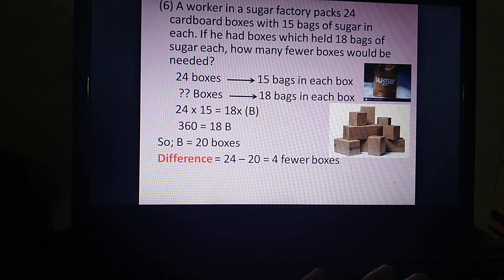I used to need 24 boxes. Now I need only 20. So now I need 4 fewer boxes. بطرح كنت أحتاج 24 هلا بحتاج 20 فالفرق معي 4 fewer boxes are needed. إذا رح يصفف عندي 4 كراتين ما رح أحتاجها. هذا متى؟ If I put 18 bags of sugar in each box. Okay?